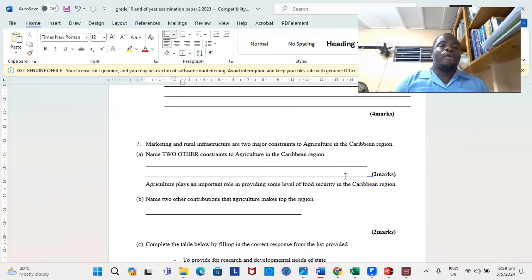When you look at things where we can obtain clothing, we can get it from our cotton, we can get it from our sheep in terms of wool, we can get it from silkworms. Those are, it provides clothing.